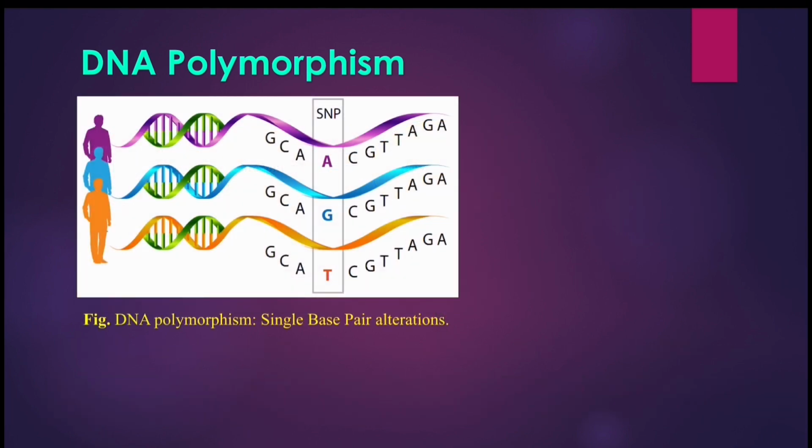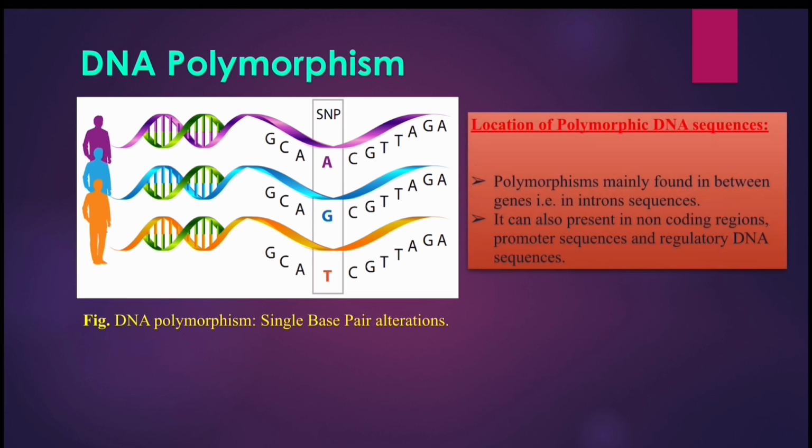sequences. In this picture, let's say the purple individual has the so-called normal nucleotide sequence and has adenine at the marked locus. But the blue and orange individuals have guanine and thymine at that same particular locus and give rise to polymorphic DNA sequences. Now, where are these polymorphic sequences present? Why are these alterations not harmful?